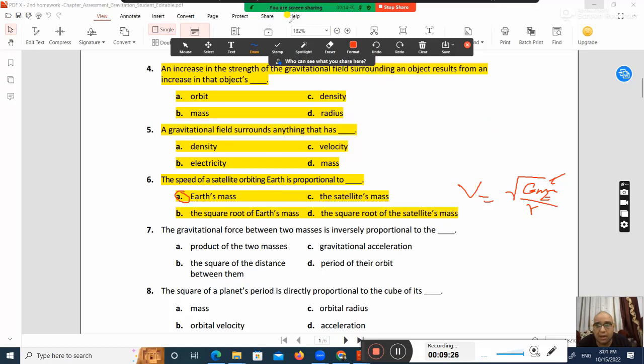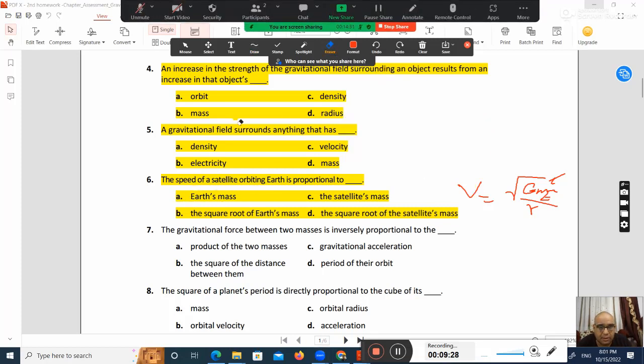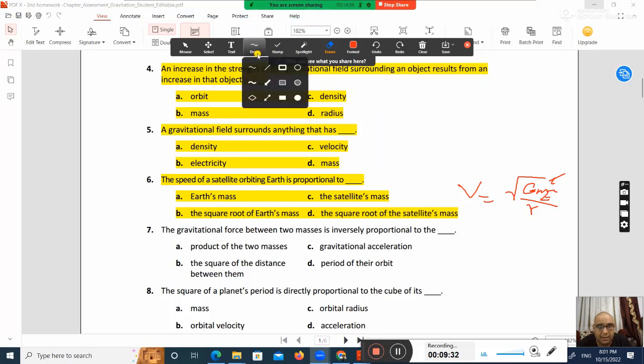Sorry, guys. It's the square root of the Earth's mass.